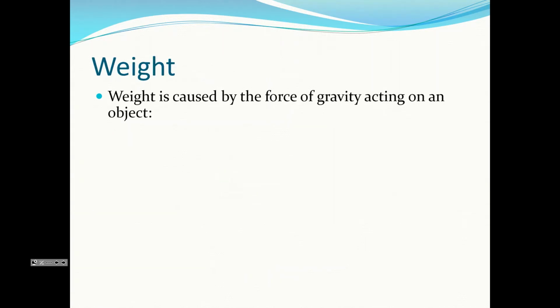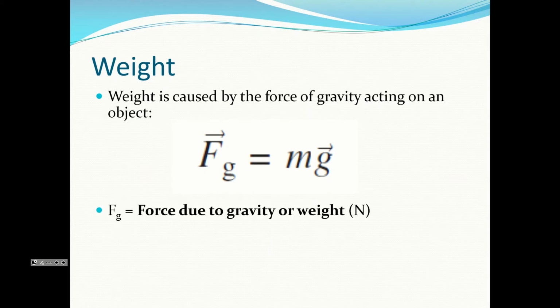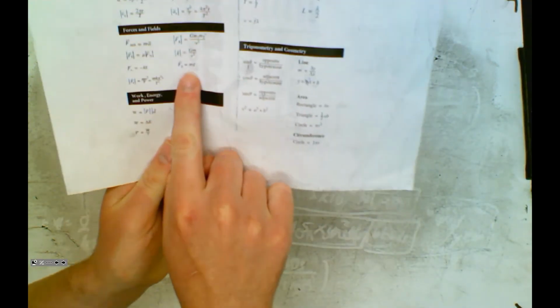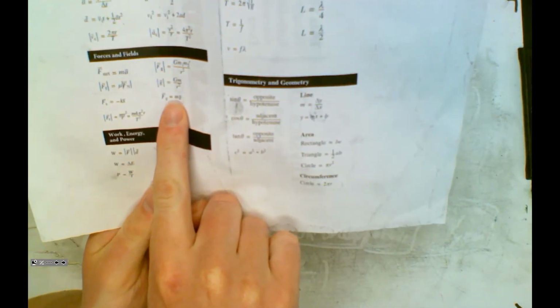So weight is caused by the force due to gravity acting on an object. To calculate weight, we can use this formula where Fg equals force due to gravity, or weight, m is our mass, and g is our acceleration due to gravity near the surface of the Earth, which is 9.81 if we're talking about the Earth. On your formula sheet, because it's a force, you can find it under forces and fields, and it's just this one right here, Fg equals mg. That's where it is on your data booklet.